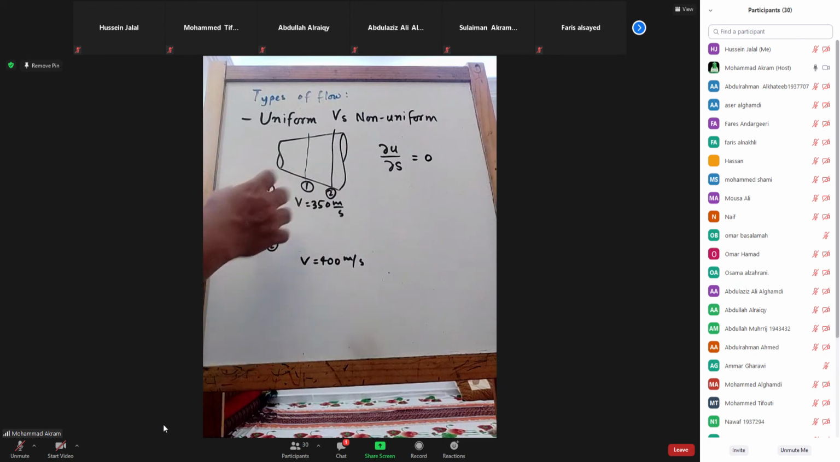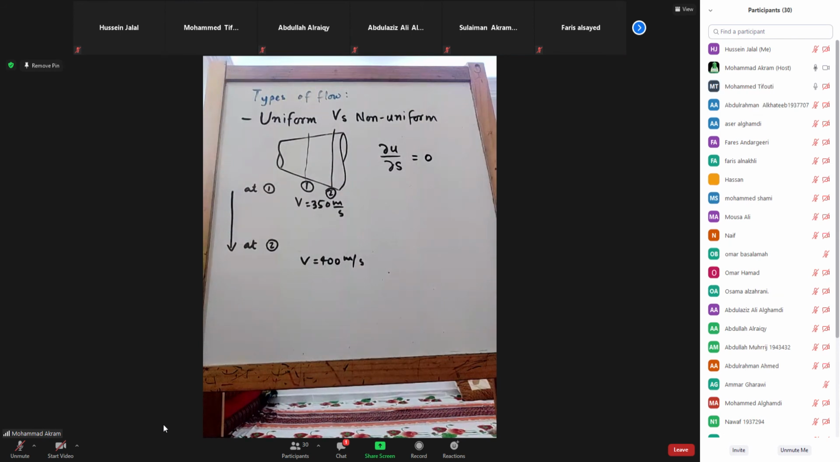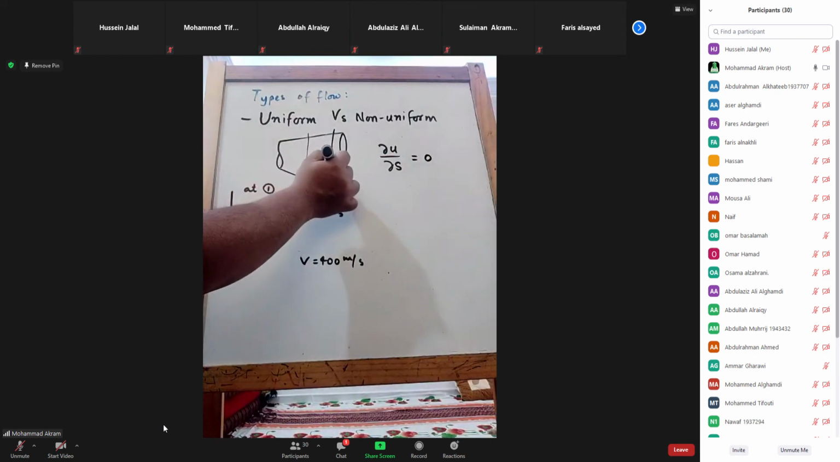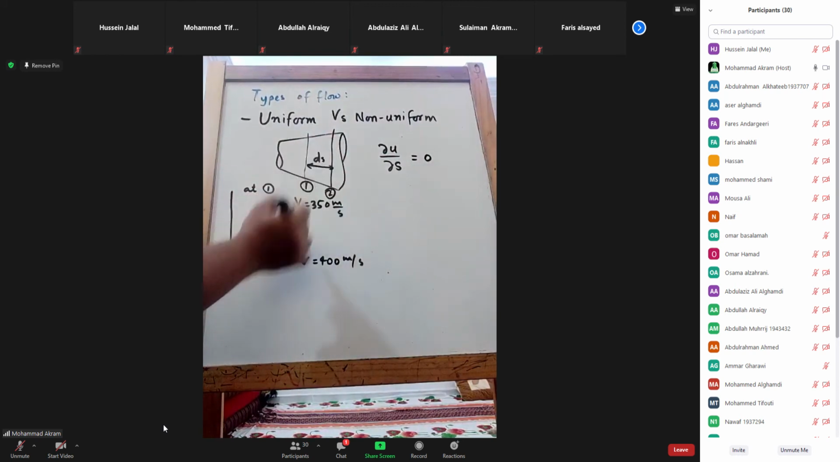Say if air is flowing, so whether it is uniform or non-uniform here, in this case it is non-uniform. If it remains 350 at 2, then it is uniform. Not changing. So du by ds, what is ds now? You can say this is the ds. So dou u by dou s equals 0.